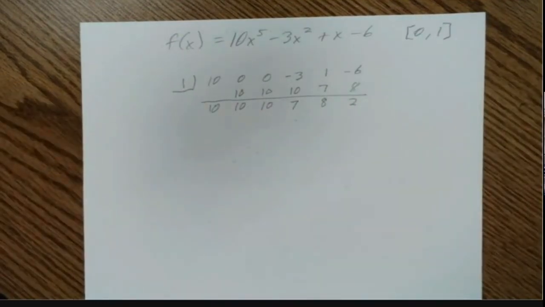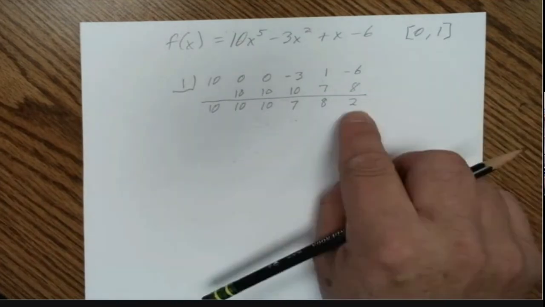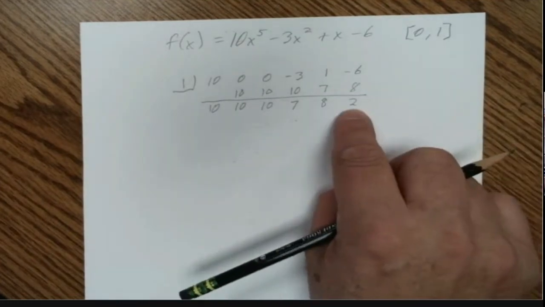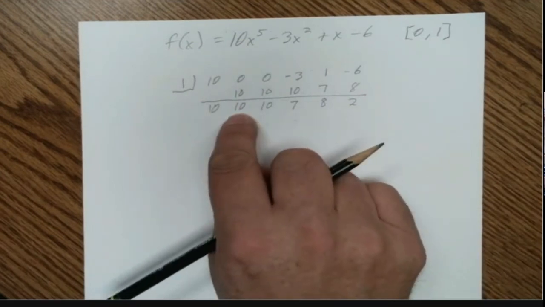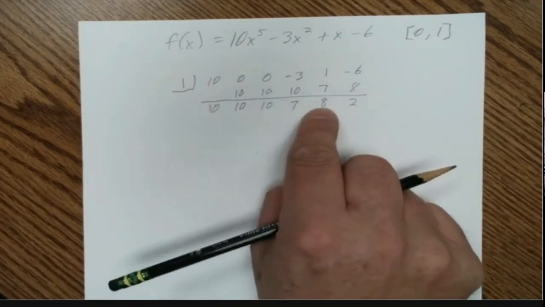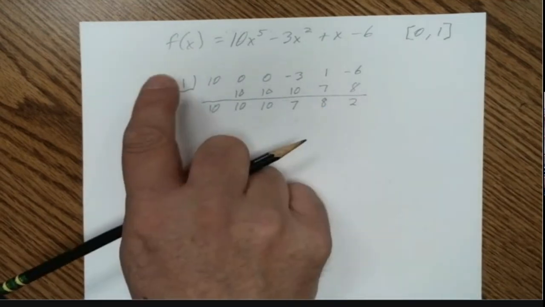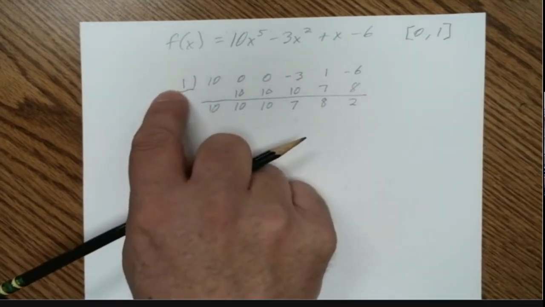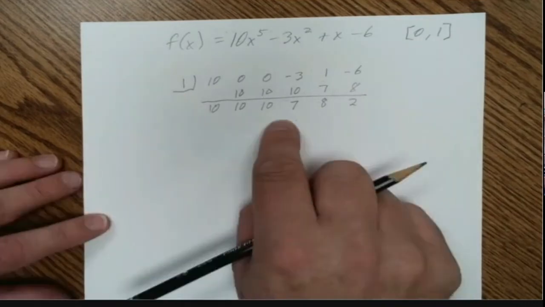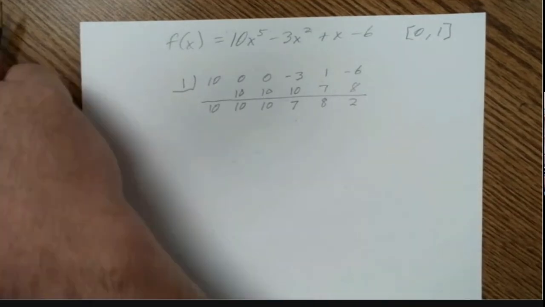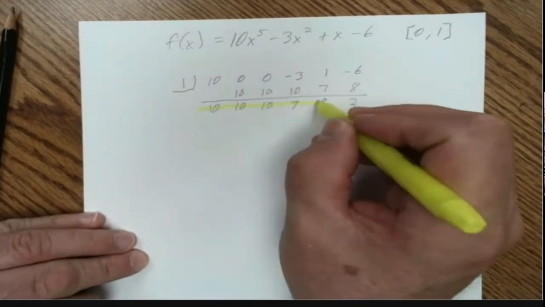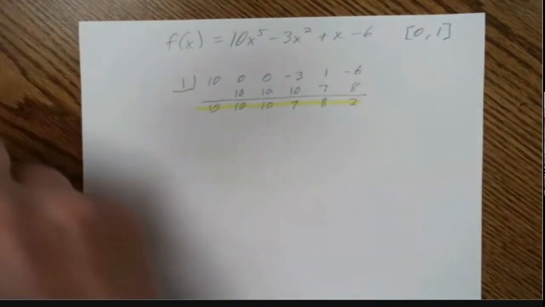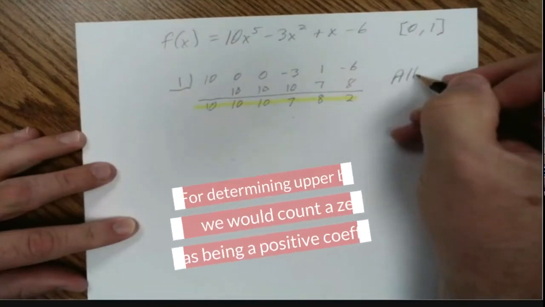Okay. We see that there is a remainder, and 10x to the 4th plus 10x to the 3rd plus 10x squared plus 7x plus 8 would be what we get when we take this x minus 1 as a factor. But here's what we want to notice here. The sign of all of these are all positive. All positive.